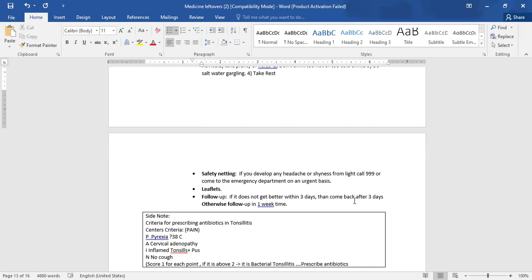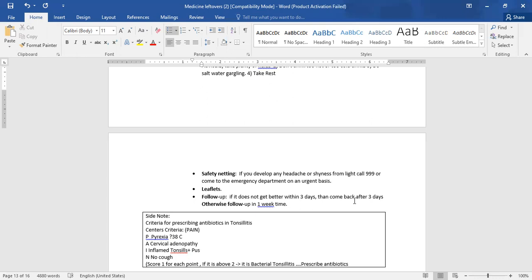The criteria is the Centor criteria. The acronym is PAIN. P for pyrexia: temperature should be 38 degrees or above. A for cervical adenopathy. I for inflamed tonsil, plus on examination there should be pus. N for no cough.